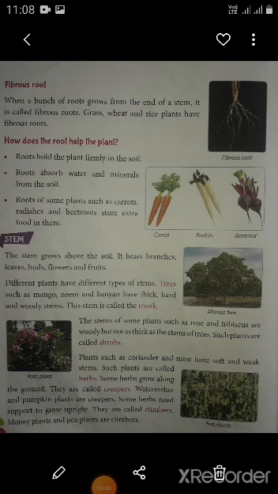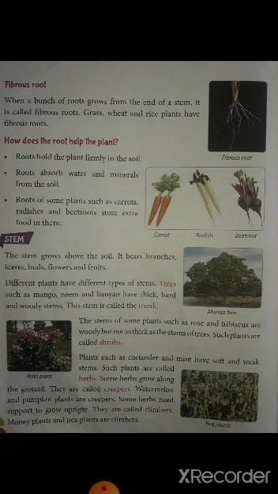Plants such as coriander and mint have soft and weak stems. Such plants are called herbs. A herb is a short-sized plant with a soft green stem without woody tissues. Some herbs grow along the ground. They are called creepers.